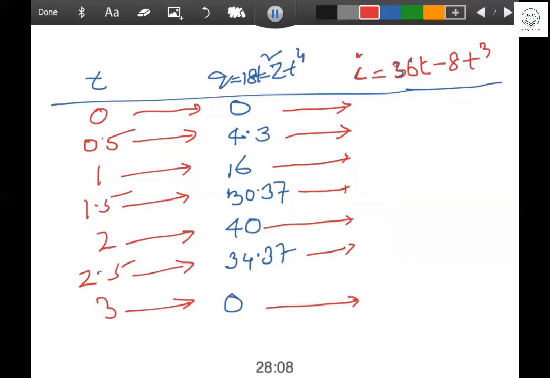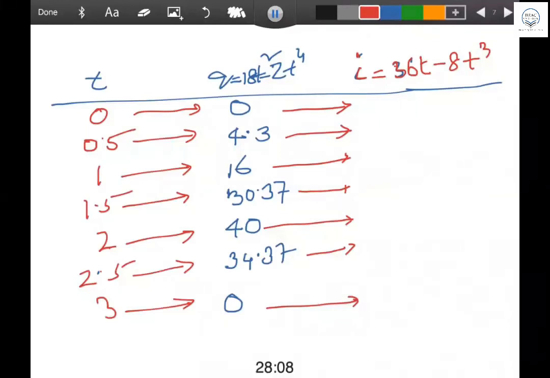Actually, I got the values for 1, 2, and 3. I do not have the fraction part, 0.5 or 1.2. Okay, you got the value for I? Did you get the value for I? Yes, sir. But not all the values, sir. So find the value for I.